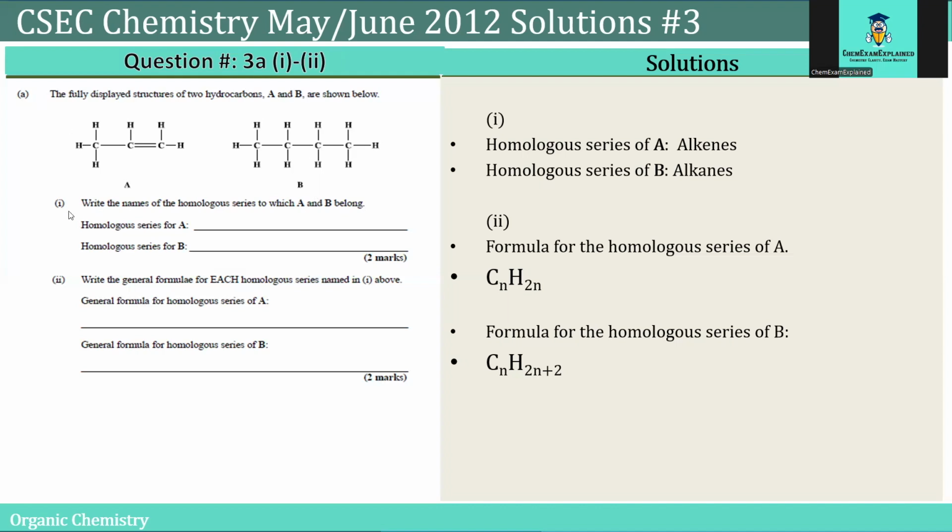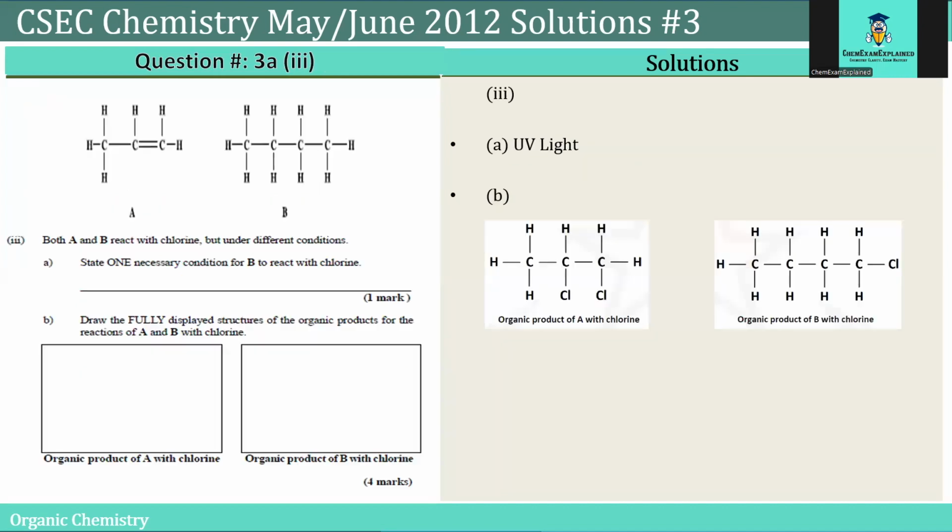So to answer part 1, write the names of the homologous series to which A and B belong. They're simply asking you to write down the family to which these compounds belong. So the homologous series of A is alkenes and the homologous series for B is alkanes. Part 2. Write the general formula for each homologous series named in part 1 above. The general formula for A, since it is an alkene, is CnH2n. And the formula for B is CnH2n plus 2.